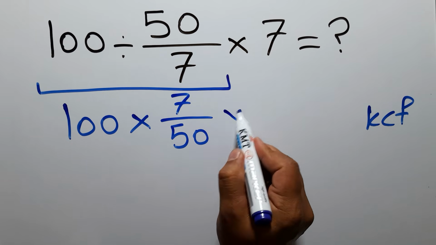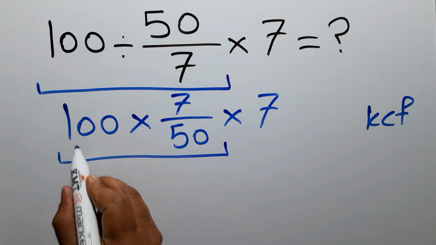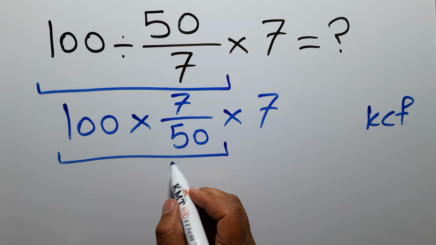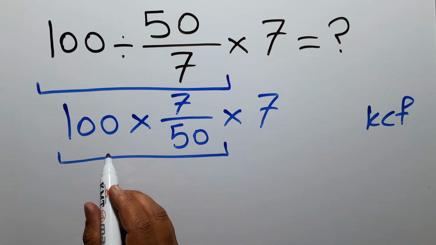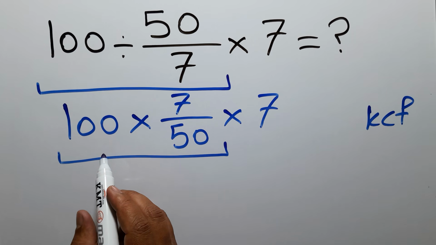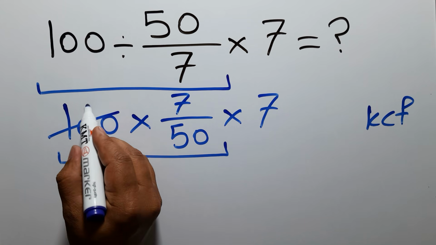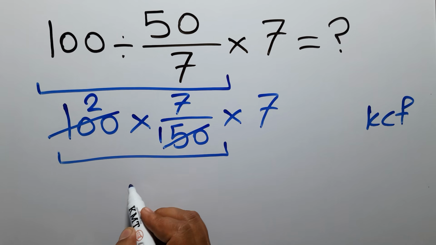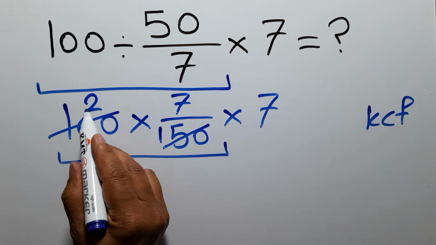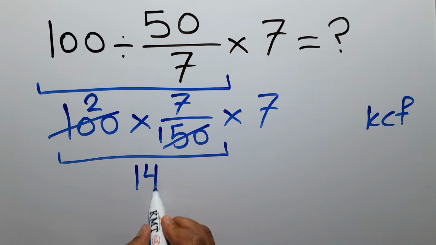And here we have times 7. So, 100 times 7 over 50. Okay? 100 divided by 50 gives us 2, and 50 divided by 50 is just 1. So here we have just 2 times 7, which equals 14.